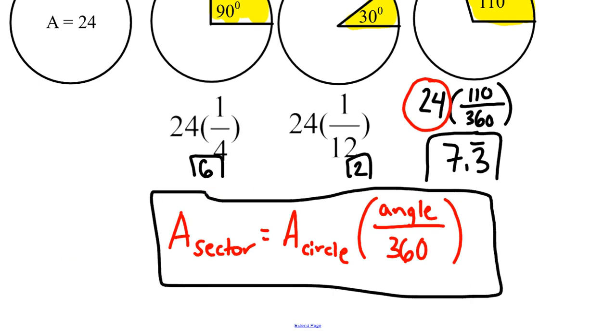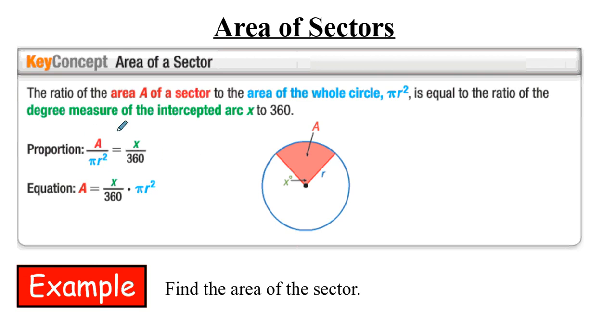I'll show you how the book writes it. The book writes it as a proportion at first, and then it solves by multiplying by pi r squared. This right here is the area of the circle, and then we multiply by our central angle divided by 360, because that's the proportion that we are all the way around it.